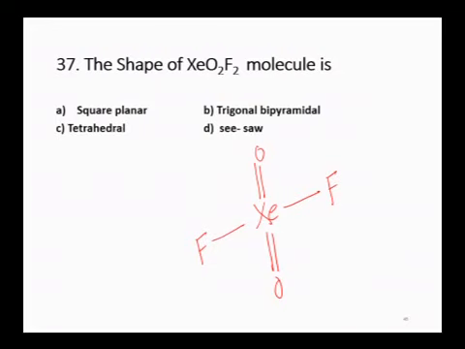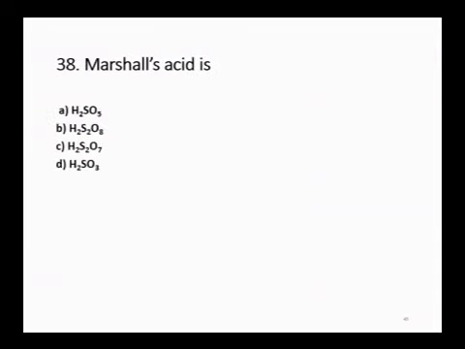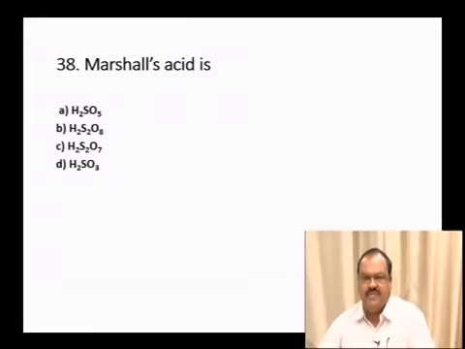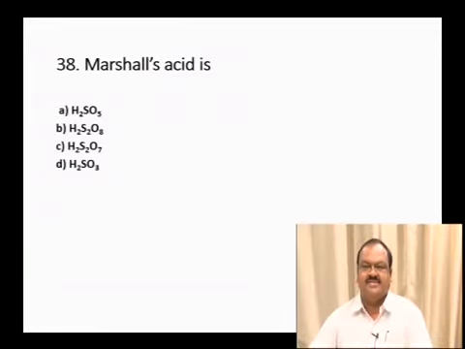Next question. Marshall's acid is H2SO5. The formula of Marshall's acid is H2S2O8, H2S2O7, H2SO3.